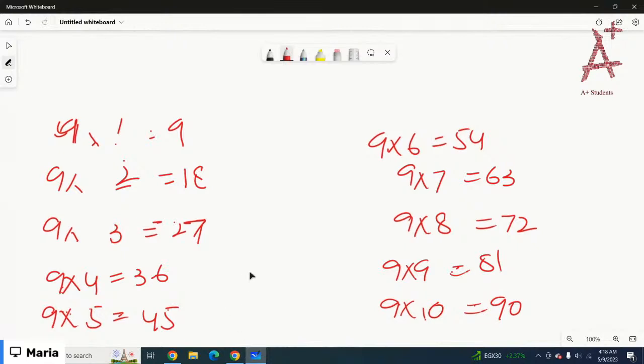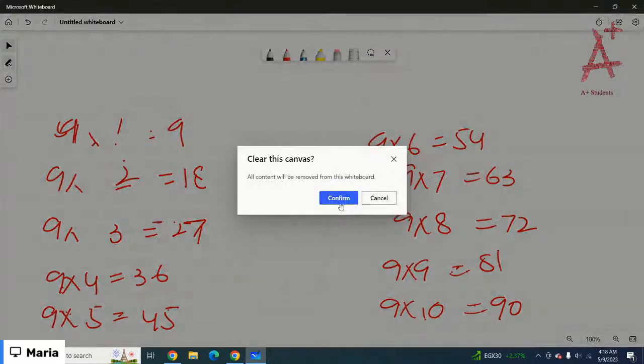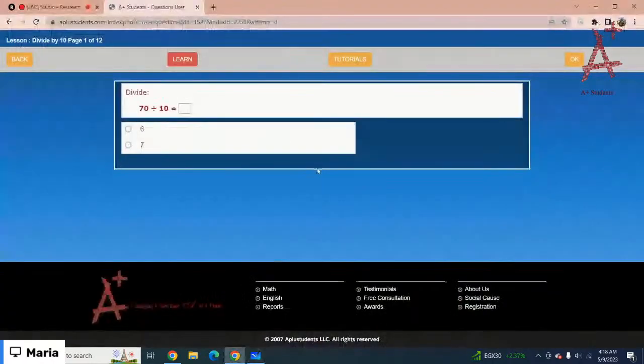Okay, let's just start with the first example. Test questions. 70 divided by 10. 10 times what number is 70? It would be 10 times 7 is 70. So the correct option is 7.